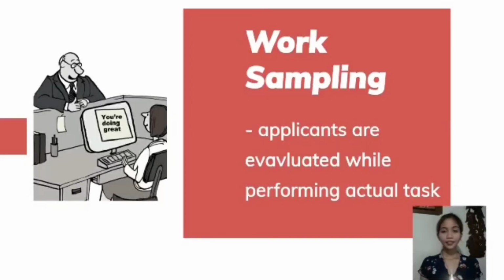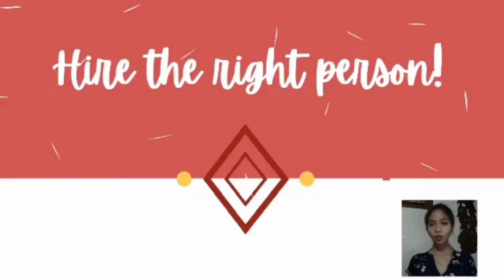And lastly, work sampling. Applicants are evaluated while performing an actual job or task. When using this method, companies ask applicants to do an actual job or task while being graded by an observer. However, generally speaking, organizations should use a combination of two methods in order to increase the validity of the selection process.